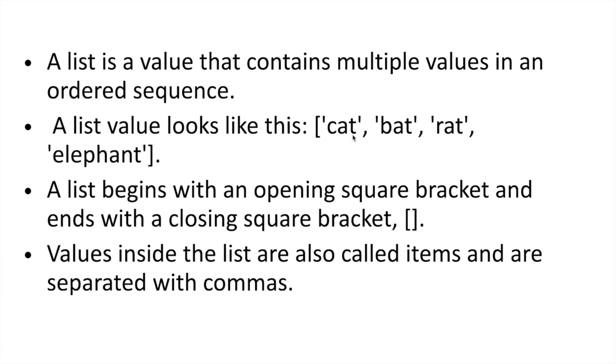Now every list begins with an opening square bracket and ends with a closing square bracket. You can see here, see the cursor, this list opened with the opening square bracket and it's ending with a closing square bracket, right? And values inside the list are also called items. So whatever values are inside the list are called items, and each item is separated with commas. See, every item is separated with a comma.